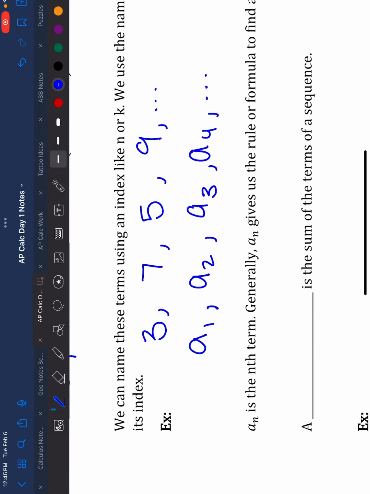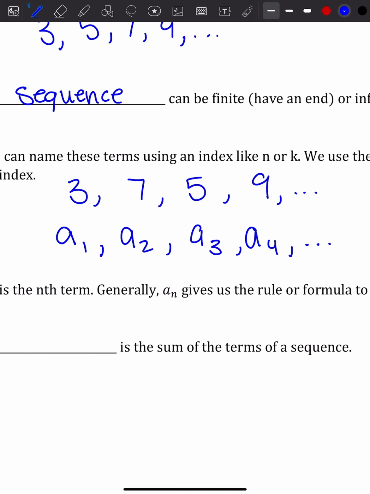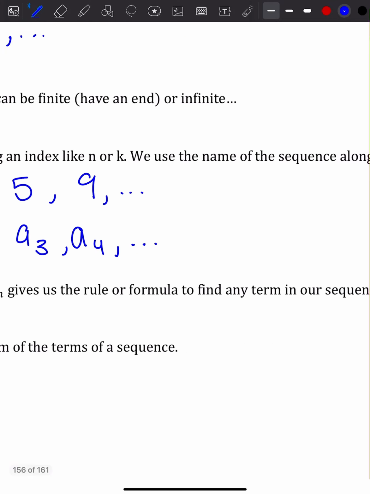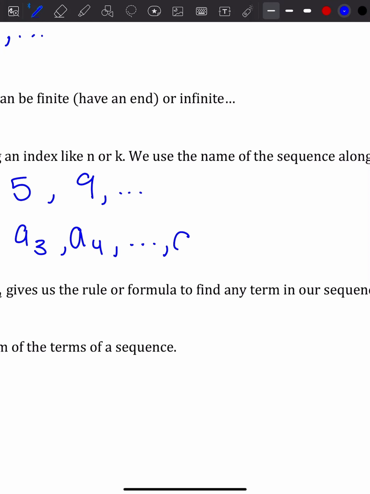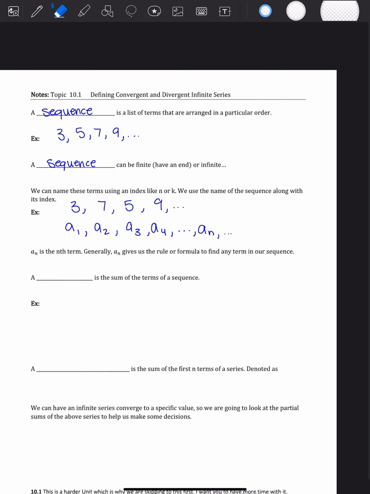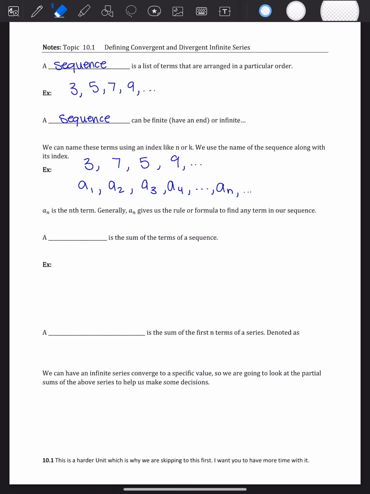When we get to that infinite sequence, we can also name this A sub n. And A sub n is generally going to be some sort of rule equation that works along with us. So A sub n is the nth term. Generally, A sub n gives us the rule formula of any term in the sequence. The big thing there is that it's called the nth term because it is term n.